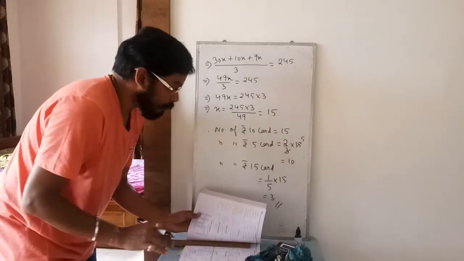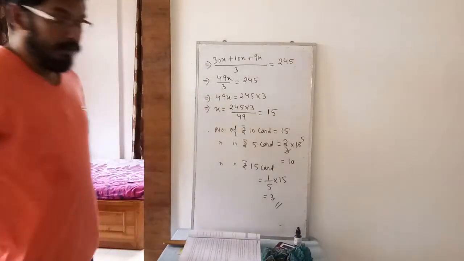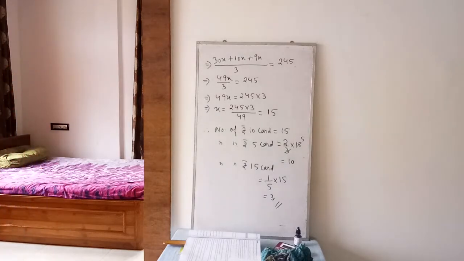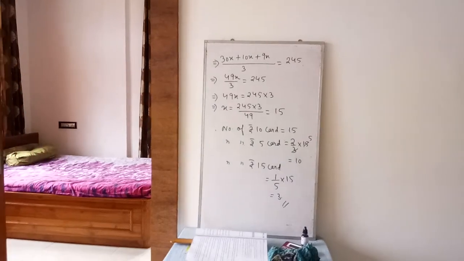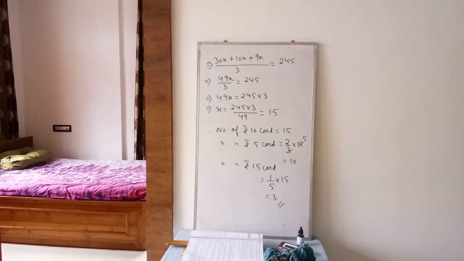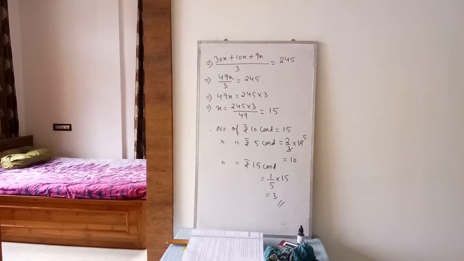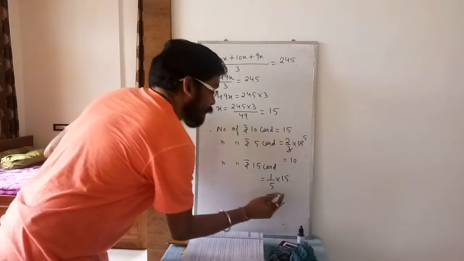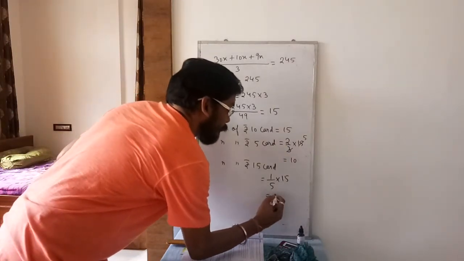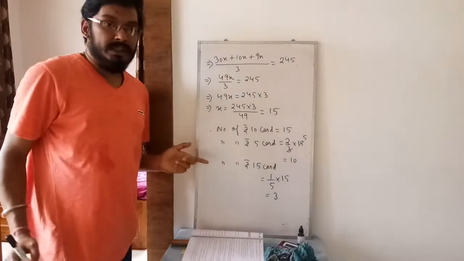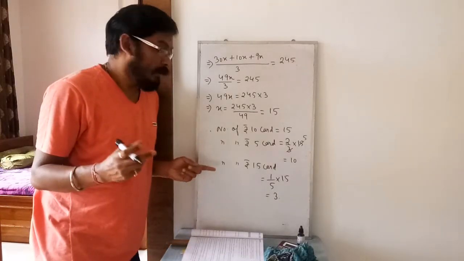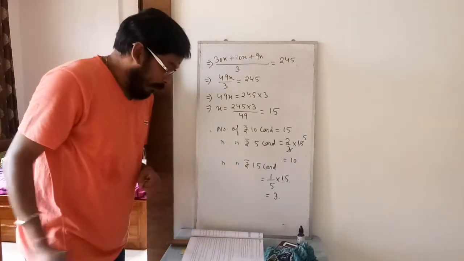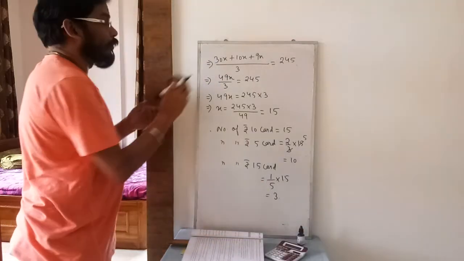Okay, take the screenshot. So it is 3. Take the screenshot and then zoom it, the handwriting will be distinct. Okay, now question number 22.